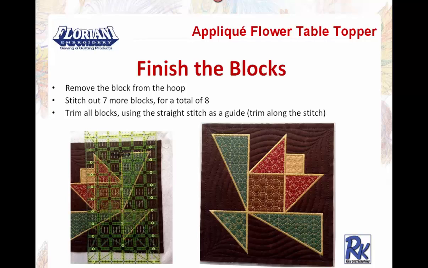Once you're done, you're going to remove the block from the hoop, and then you need to repeat that 7 more times. So you're going to do 7 more blocks, and then you're going to trim them all to the edge, and you're going to use that straight stitch as a guide. You're going to trim right along the stitch to trim the block to size, and that's going to create the pattern.